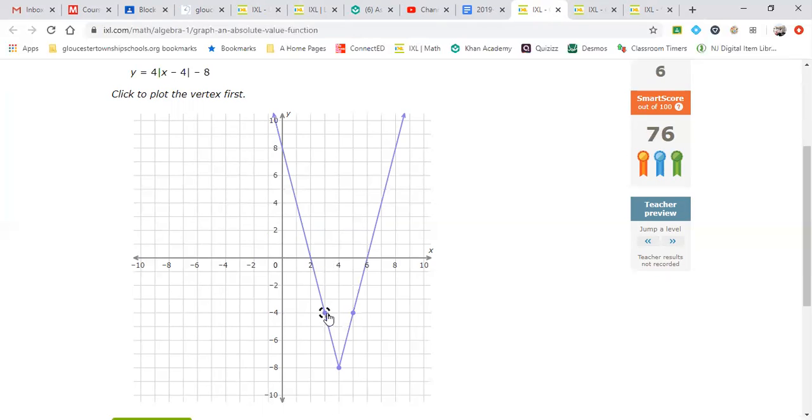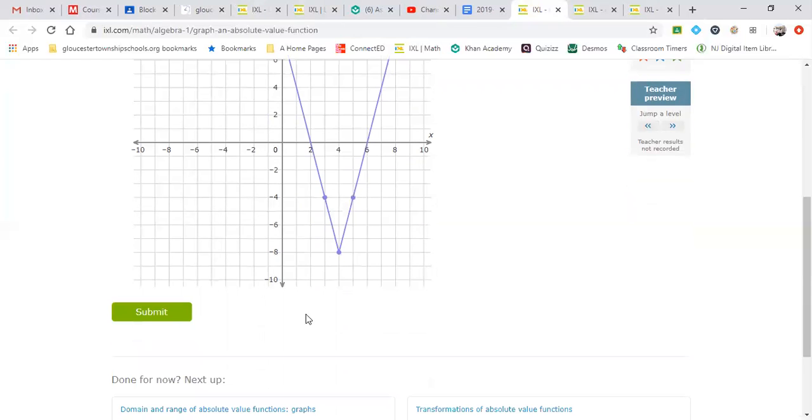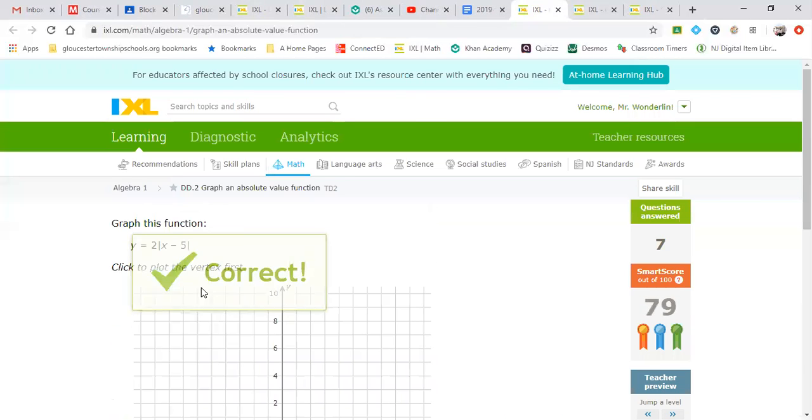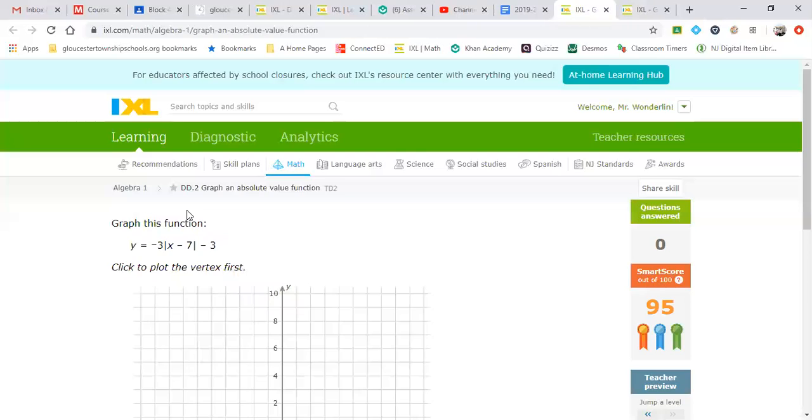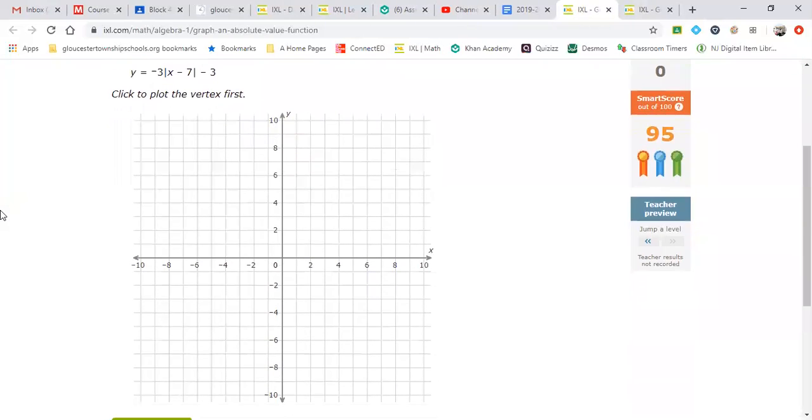Watch this. 3. 3 minus 4 is -1. Well, now the absolute value of -1 is +1. 1 times 4 is 4, and 4 minus 8 is still -4. See the repeated numbers on both sides of this axis of symmetry down the center. Think my graph is good? They think so too. All right, vertex first.